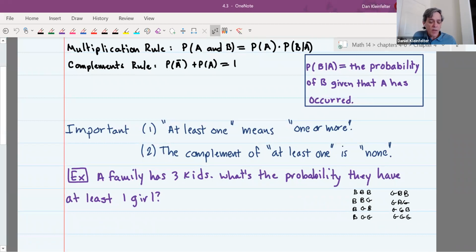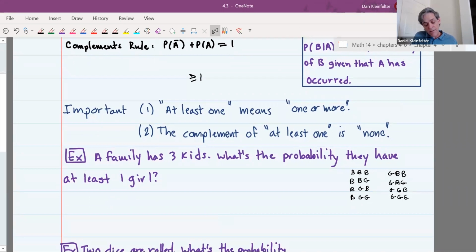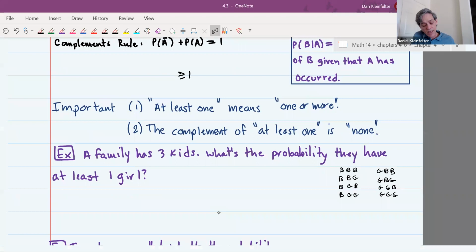Okay, so in the problems that follow, we need to be careful with the wording. When you see a phrasing like "at least one," that means one or more. In terms of math symbols, this would be greater than or equal to 1. At least one is one or more. The complement of at least one is none. So if you think about what is not true, if you don't have at least one, you'd have to have none.